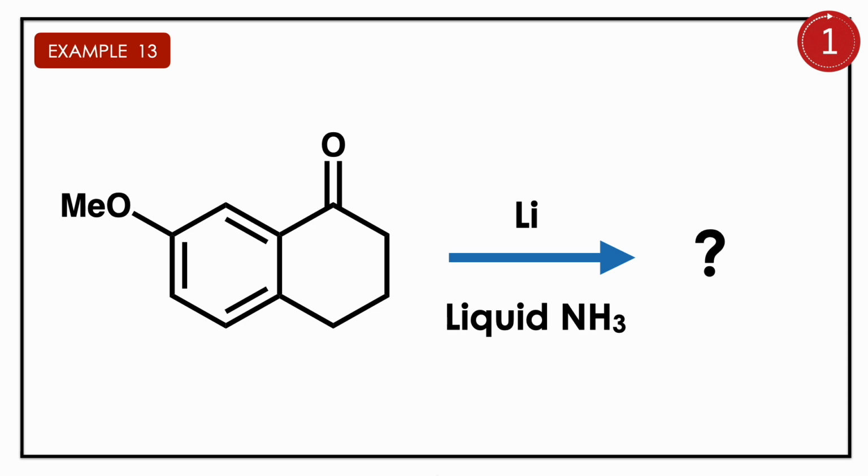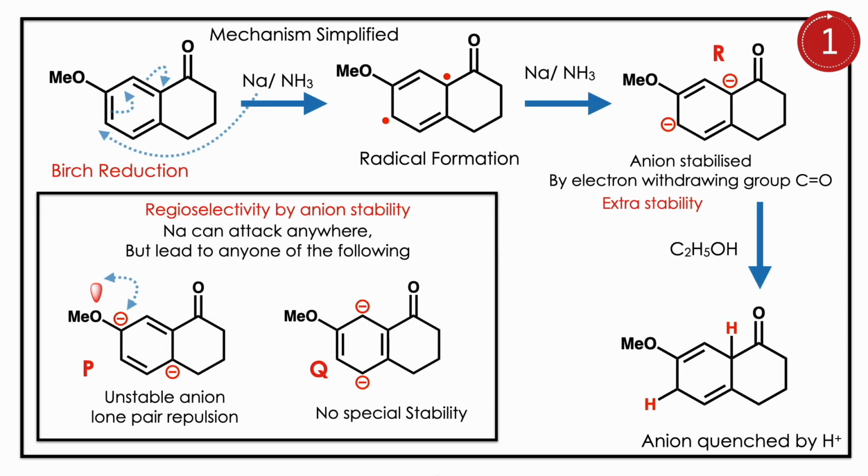Then the next example, you have a fused system. Anisole is fused with cyclohexanone. You are reacting with lithium and liquid ammonia. You should find what the final product will be. The present problem is interesting because it has many possibilities. I have given three possibilities, P, Q, R. P is not possible because the anion forms near the lone pair containing methoxide. The lone pair and anion repel, so it doesn't form. An unstable anion is not allowed.